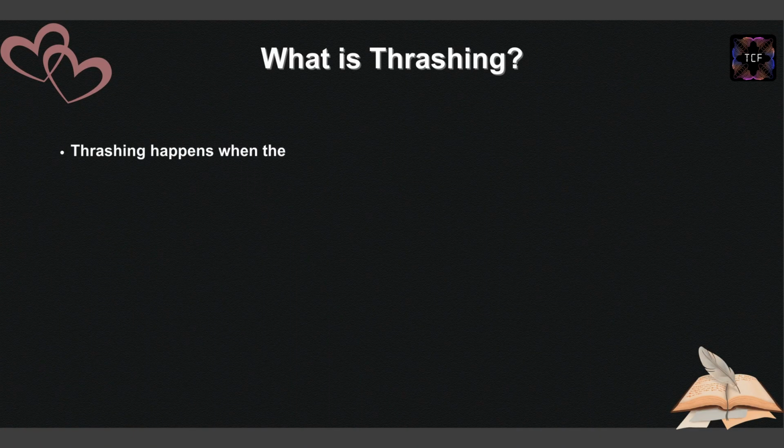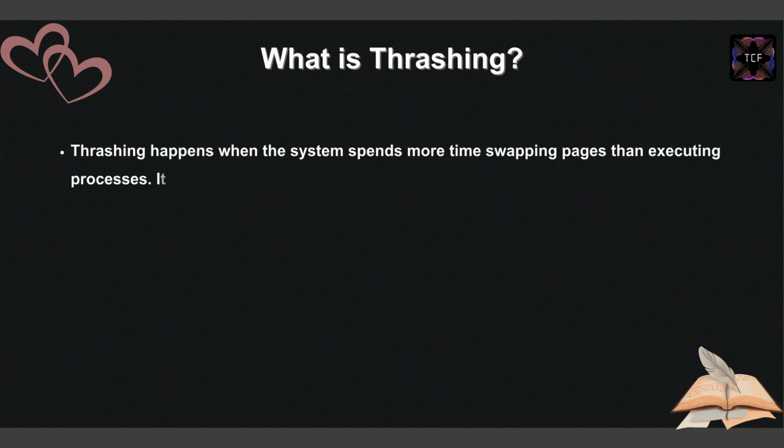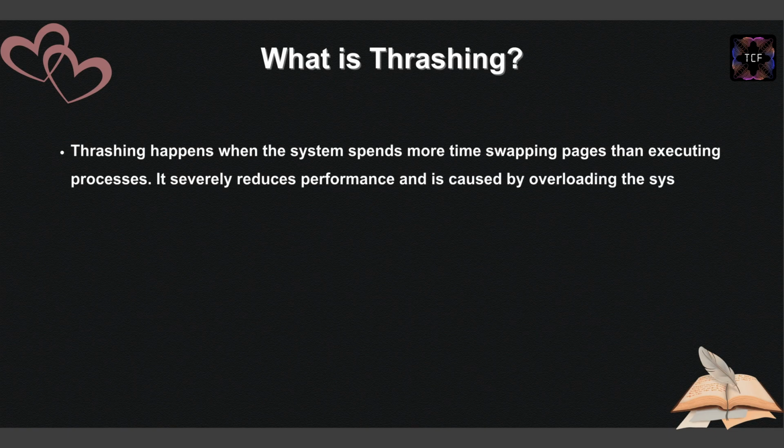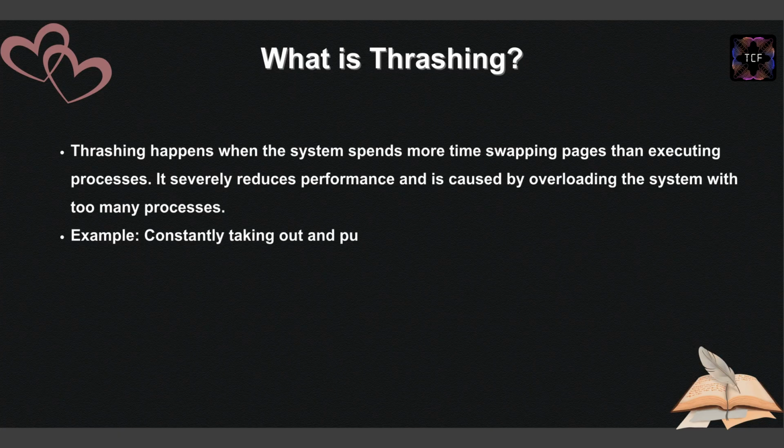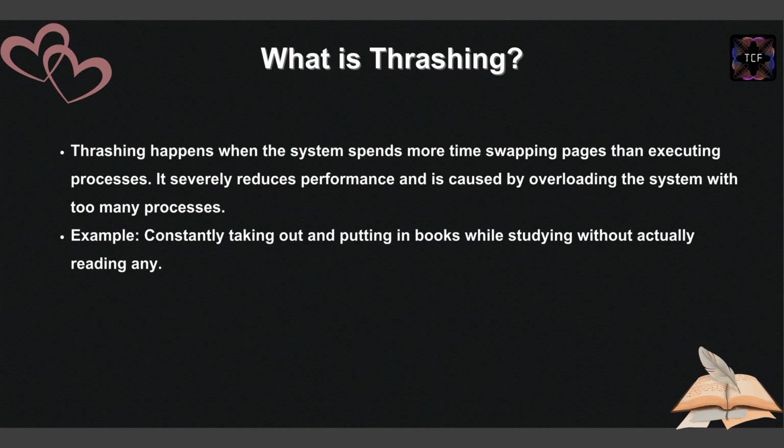What is thrashing? Thrashing happens when the system spends more time swapping pages than executing processes. It severely reduces performance and is caused by overloading the system with too many processes. Example: constantly taking out and putting in books while studying without actually reading any.